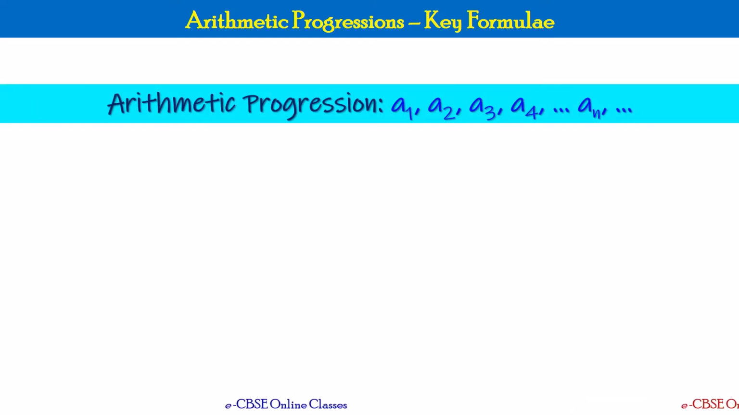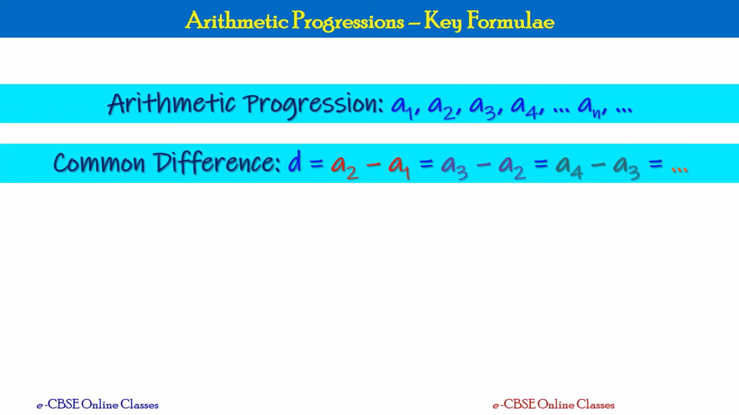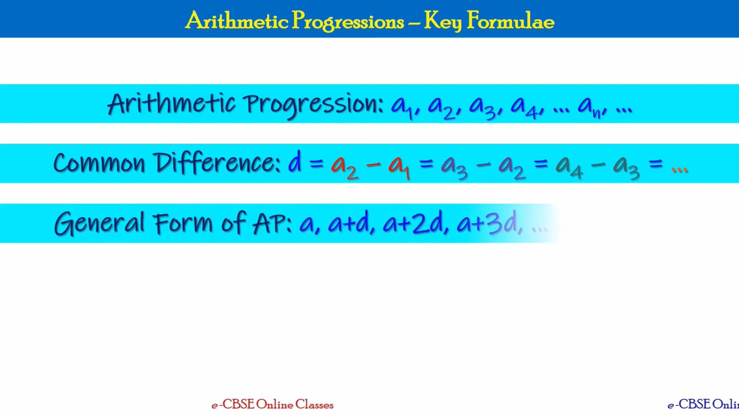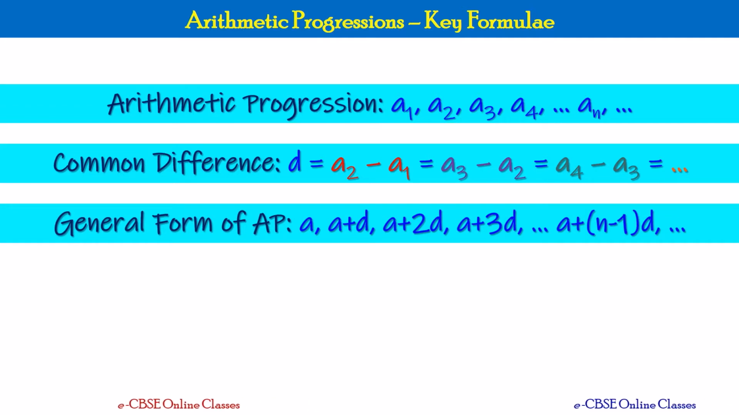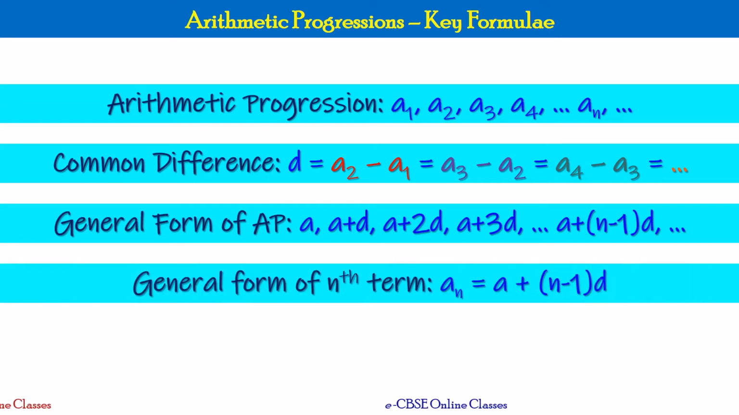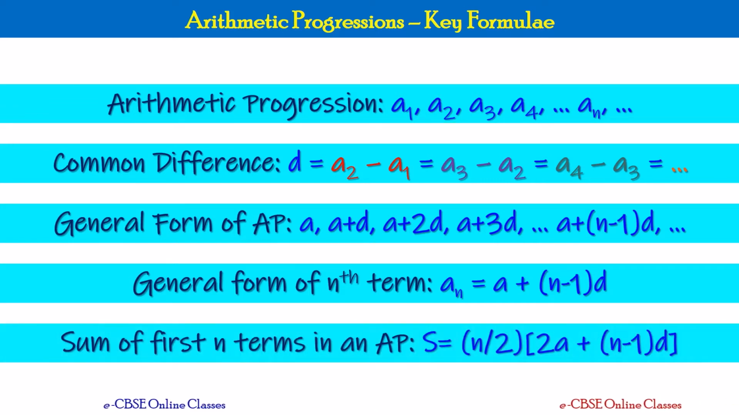The arithmetic progression is denoted by a1, a2, a3 and so on. The common difference d can be found by taking the difference between any two consecutive numbers, a2 minus a1, a3 minus a2 and so on. The general form of the arithmetic progression is a, a plus d, a plus 2d and so on. The general form of the nth term is an is equal to a plus n minus 1 into d. The sum of the first n terms in the arithmetic progression is given as S is equal to n by 2 times 2a plus n minus 1 into d.